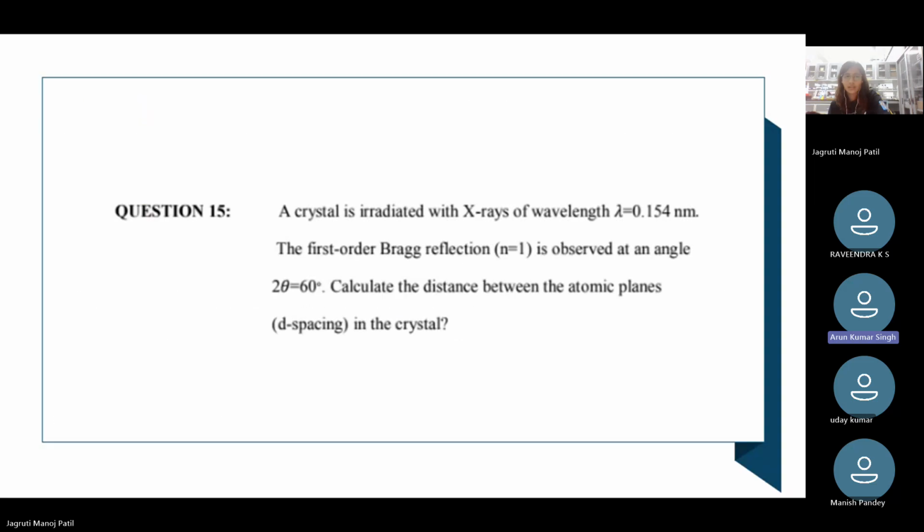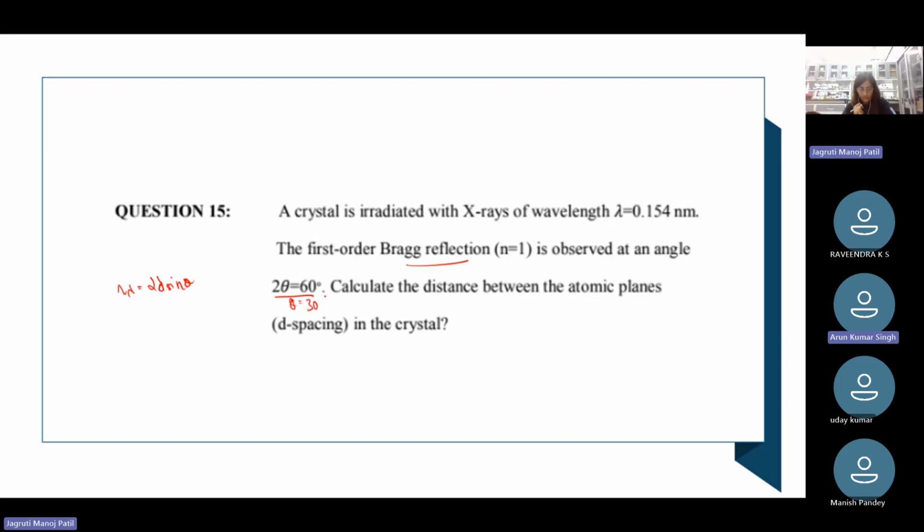Okay. And last question. So you want to calculate the distance in between the atomic planes. So that is nothing but the spacing. So you can calculate this using Bragg's reflection equation. So you have n lambda is 2d sine theta. And you can quickly calculate this. The angle is also given, it's observed that 2 theta is equal to 60 degrees. So you have theta is equal to 30 degrees.